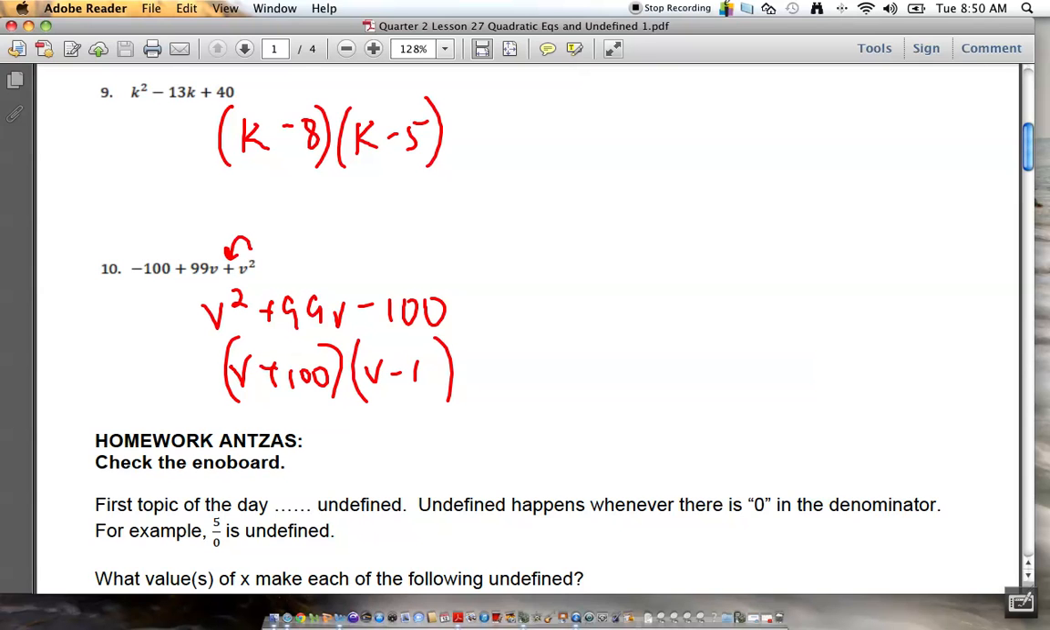And then I would go back and reverse them: 100 plus v, negative 1 plus v. And then it fits the format that they have. Notice, here the 100 was positive, right? So I keep the v positive. Here, the 1 was negative, so I keep the 1 negative. Okay? So that's how I would do it.